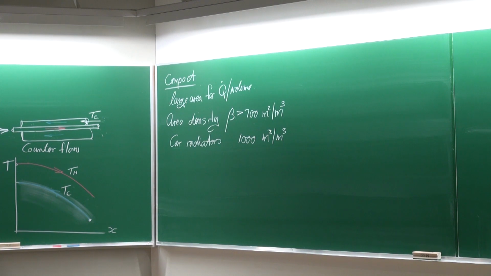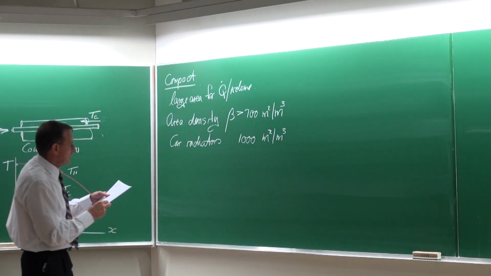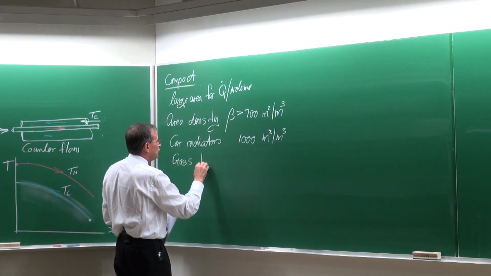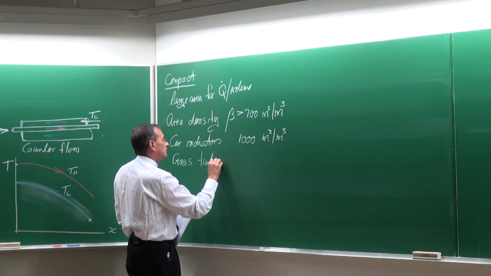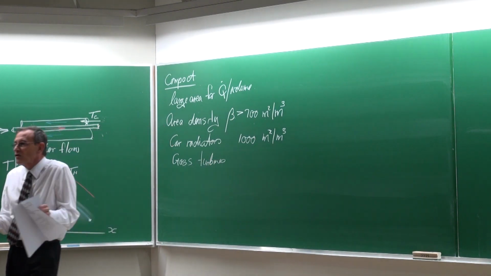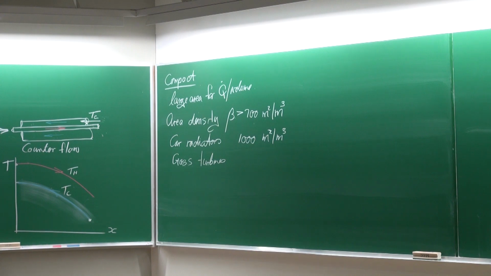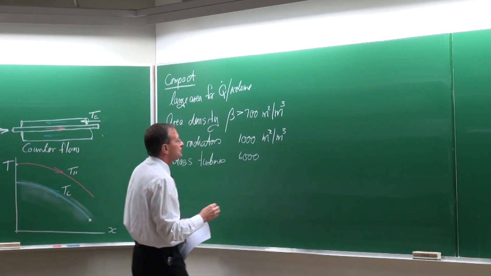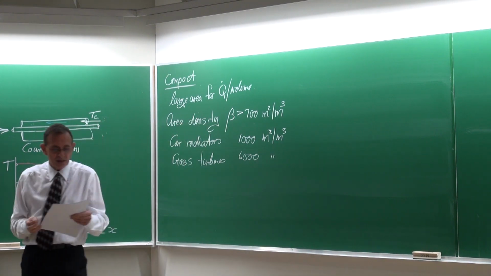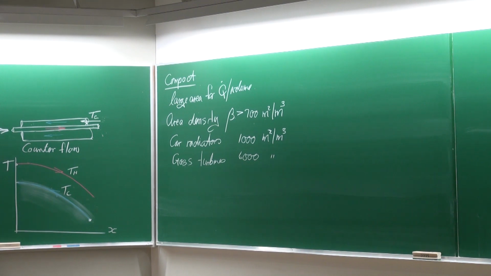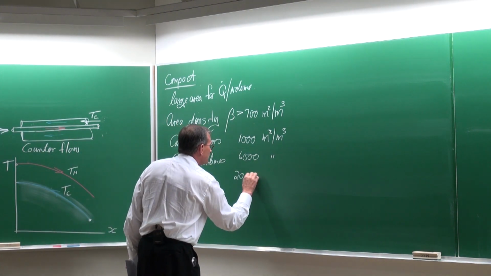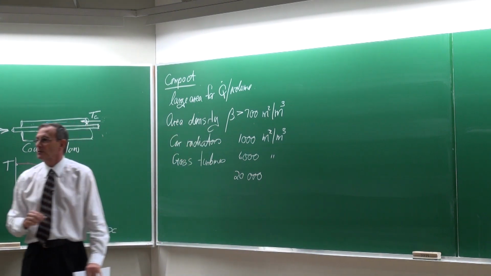Gas radiators, which you typically get in turbines. Again, in the aircraft industry, you want those heat exchangers to be very compact and light. They are running typically about 6,000 square meters per cubic meter. And who of you know which heat exchanger is the most compact of all heat exchangers? The value is 20,000 square meters per cubic meter.